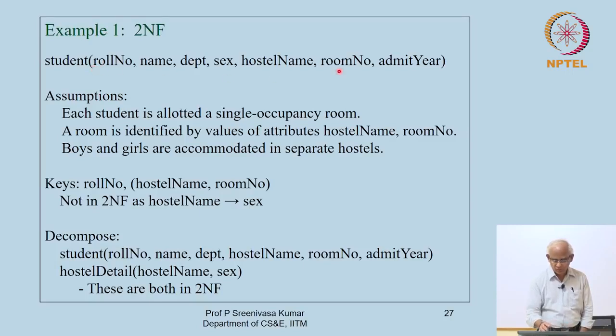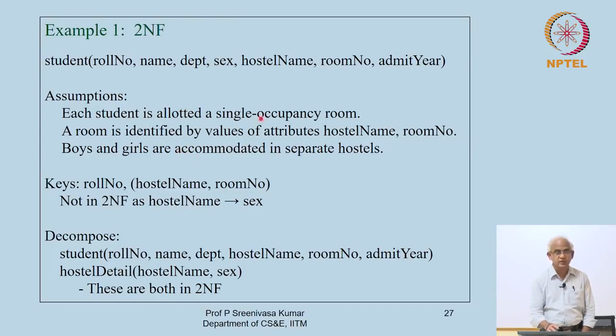I have put in attributes which are different from the usual student relation that you had earlier, just for example's sake, for illustrating points here. So roll number, name, department, sex, hostel name, room number and admit year. Let us say these are the attributes in some relation called student, and these are the assumptions which will dictate the functional dependencies that are present.